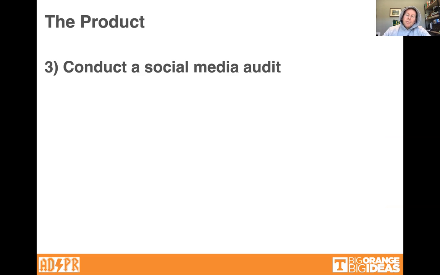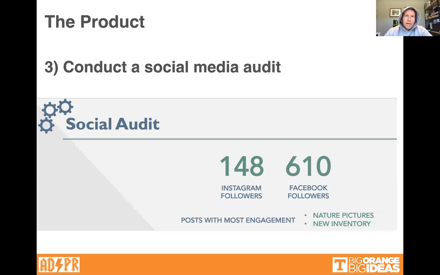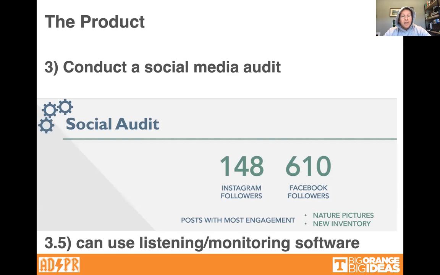Three, conduct a social media audit. That's what you're going to do this week for homework. In general, you'll do an external social media audit, so you're not going to have to be like, hey, what's your Instagram login? I want to check your stats. No, just externally, you could tell for Outdoor Gear Revival, they have 148 Instagram followers, 610 on Facebook. The pictures with the most engagement, which is why you do the audit, to gain your insights or lessons. What she learned was the posts with the most engagement are nature pictures and ones of new inventory.